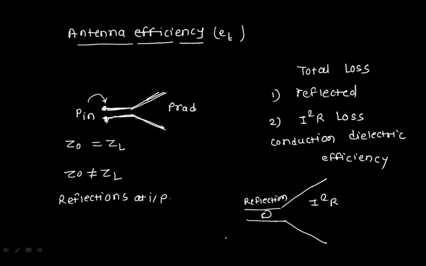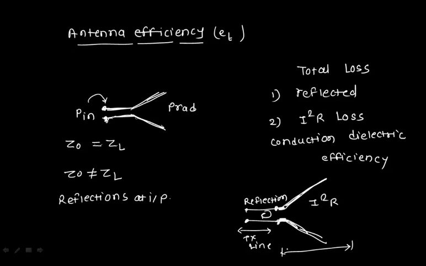Where will you observe the reflections? Here, where you have the transmission line. This is your transmission line. This structure I will call an antenna structure. Your loss will be here. So this is in the transmission line, this will be the reflections, and whenever I call this structure an antenna structure, I'll find the I square R loss here. Now, I need to take care of both these losses.